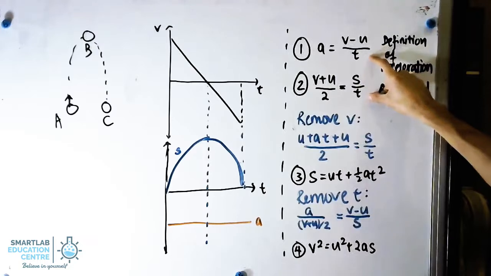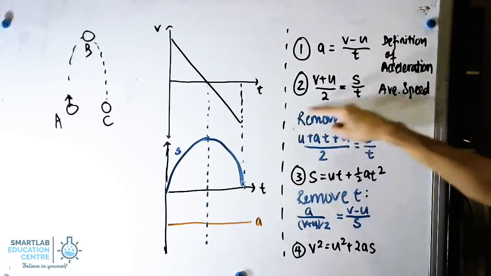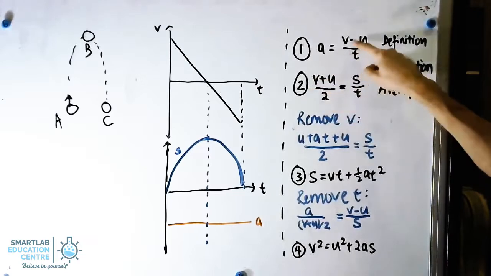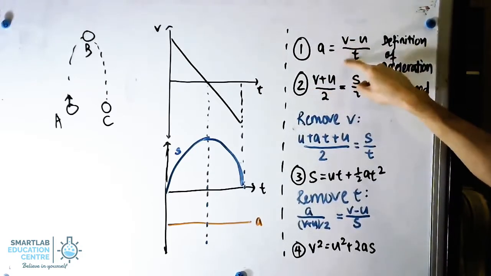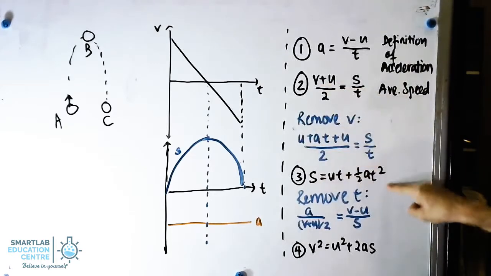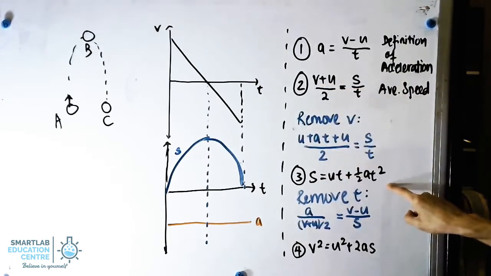With these two sets of formulae, if you were to remove the v, in this case, we substitute the v with u plus at, which is what we have down here, then you will end up with the third set of formulae, s equal to ut plus half at squared. Don't have to memorize that. That set of formulae is in the data booklet.